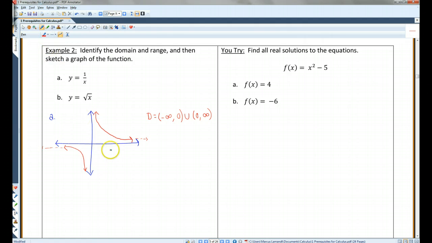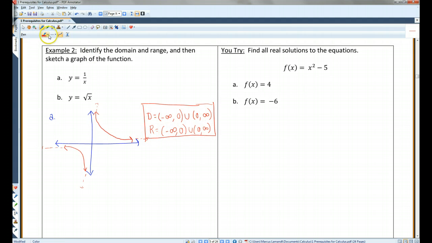I guess we can keep it in red. Now the range is the y values. Okay, so this, once again, from negative infinity all the way to 0, and then from 0 all the way to positive infinity. Remember, the parentheses means it does not include that number. If I were to use a bracket, that means it does include that number. So here's the answer to part A.